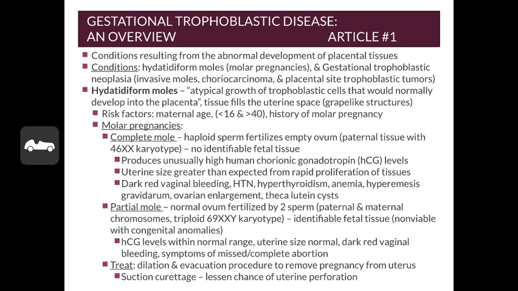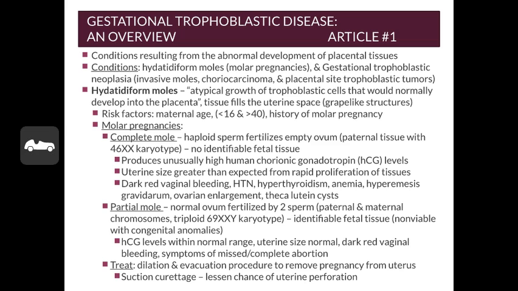A partial mole is when a normal ovum is fertilized by two sperm. In this condition, paternal and maternal chromosomes are in the fetus. It creates a triploid 69XXY karyotype. Identifiable fetal tissue is created in this condition. However, it is non-viable with congenital anomalies. HCG levels are within normal range in this condition. Uterine size is normal. However, they have dark red vaginal bleeding and symptoms of missed or complete abortion.